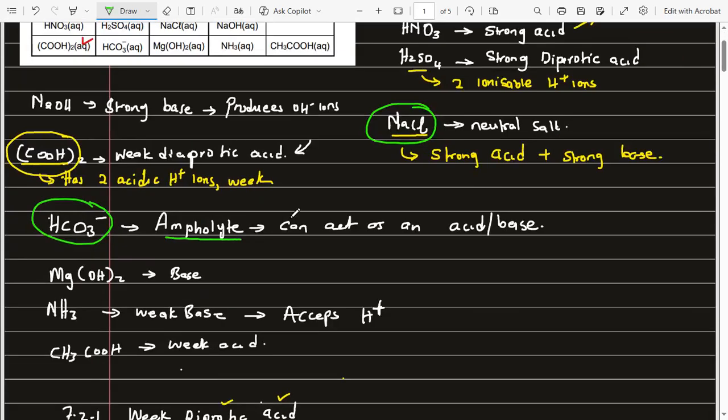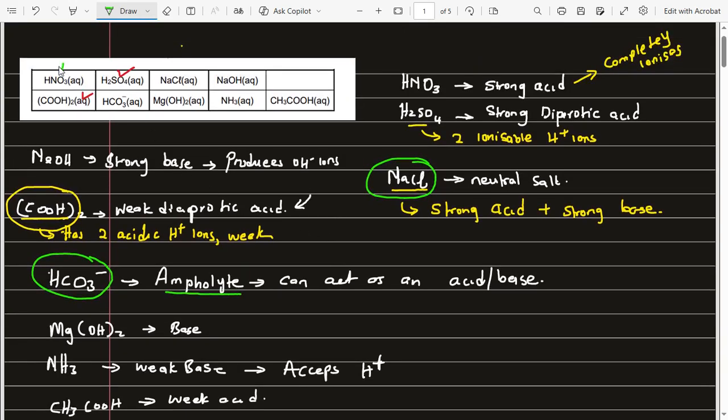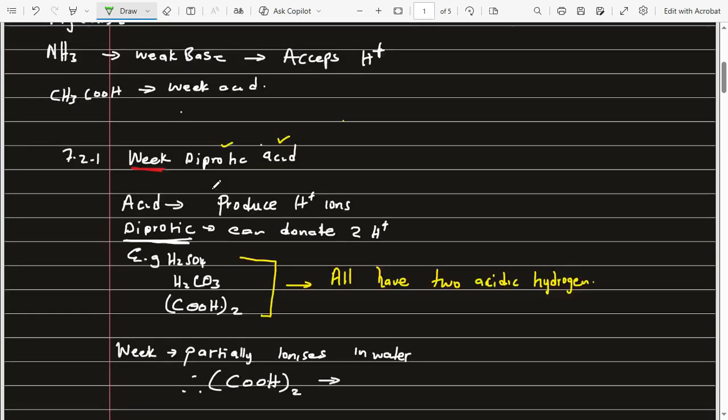If you analyze this, you're going to see that this is not a base. We said it's a strong acid. H2SO4 is a strong diprotic acid. NaCl is a neutral salt. And then NaOH, that's a base. This one is an ampholyte, so I'm just going to leave that for now. This one is a base. The NH3 is also a base. In this table, we are looking for a strong base. What is the strong base? The NaOH.